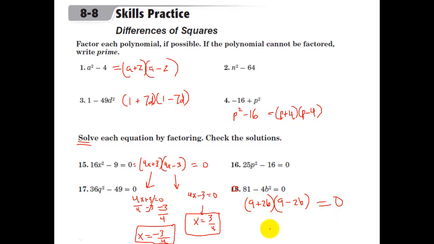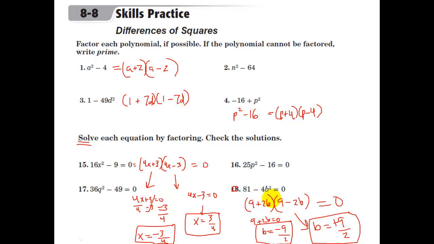So by zero product property, here we set this piece equal to 0, so 9 plus 2b equals 0. So what's b going to equal? Well, we subtract 9 and then we divide by 2. So subtract 9, divide by 2, we get negative 9/2. And you notice a pattern here, they're always the same, they just have opposite signs. So the other answer is b is going to be positive 9/2, right?